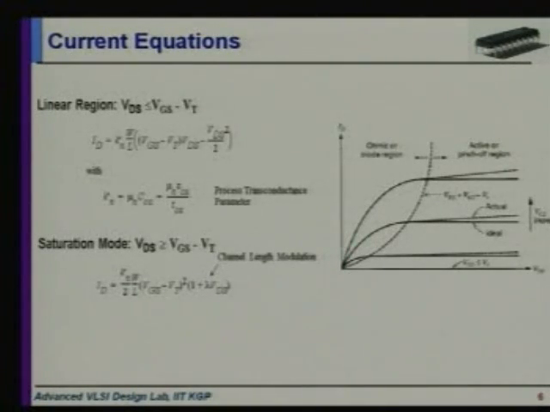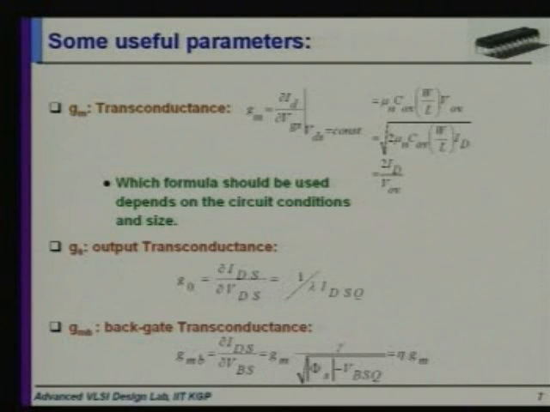Now there is a main fact in your class, I think you know that ID will be given by some beta factor times VGS minus VT squared, and this beta is kn prime into W by L. But this W by L is our prime factor in our design, because we can only vary this W by L. Now some useful parameters, that is the gm, g0 and the gmb.